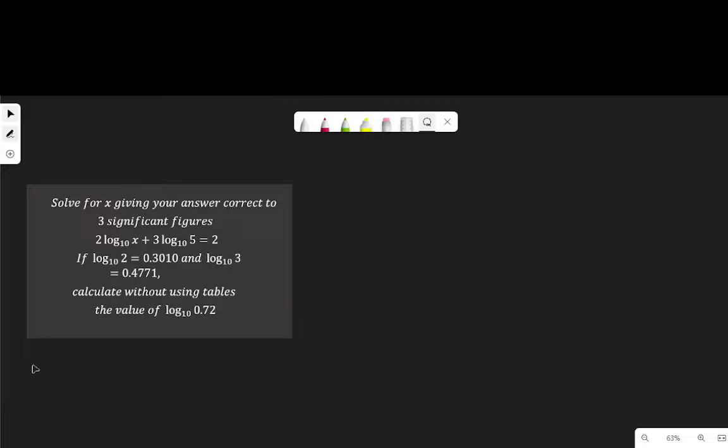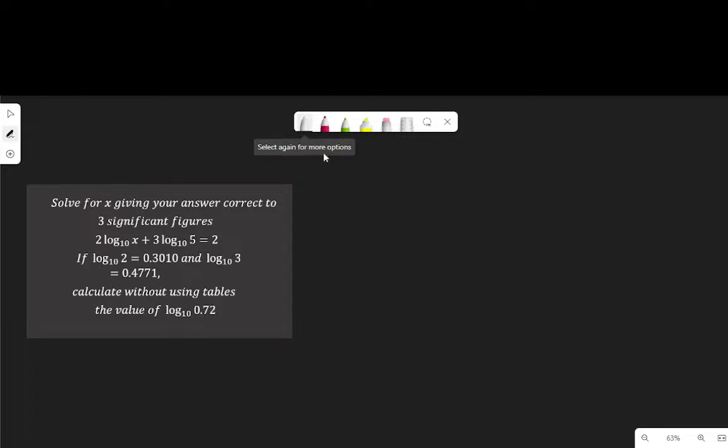0.3010 and log 3 to base 10 is 0.4771. Calculate without using tables the value of log 0.72 to base 10. Let's get into it right away, starting with number 1.